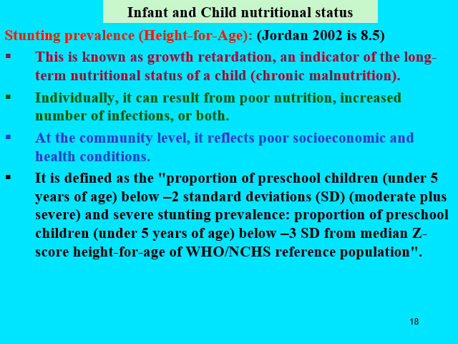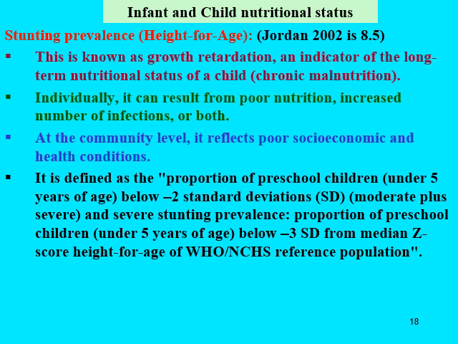Stunting in Jordan, 8.5 in 2002. This is known as growth retardation. It is height for age. Growth retardation is an indicator of the long-term nutritional status. Stunting can result from poor nutrition, increased number of infections, or both. At the community level, it reflects poor socioeconomic and health conditions.